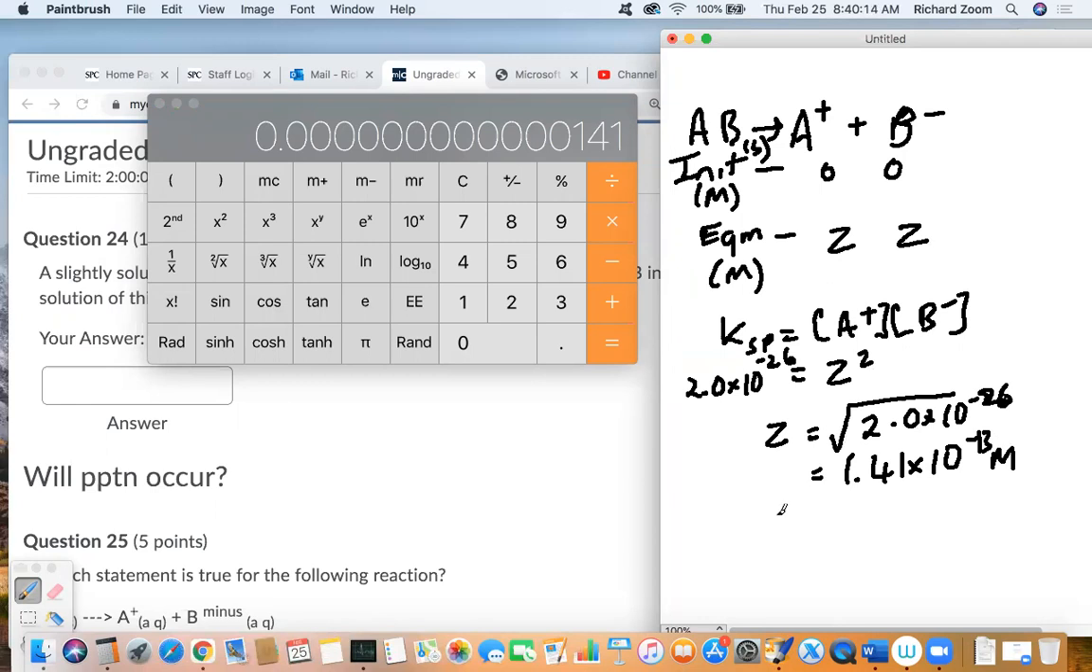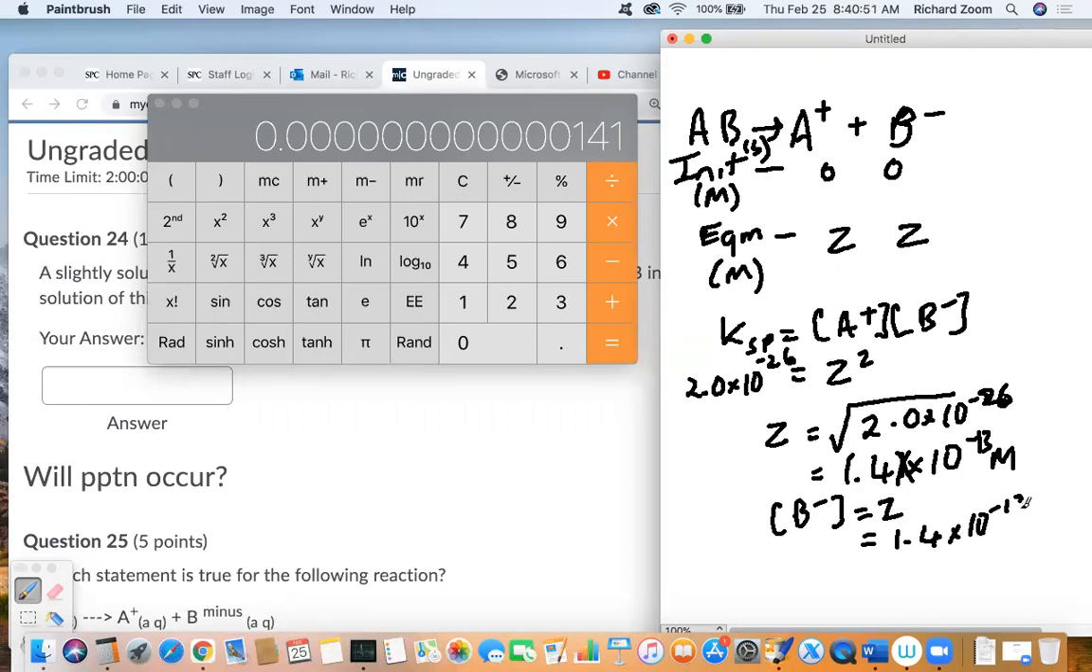Sorry, I got just a quick question. Yes, Emmeline. Regarding the sig figs, does it actually matter on this one? Oh, not really. I should just make it 1.4. Thanks. Okay. So Z, or let's put it another way, the concentration of B minus is equal to Z. So that's going to be 1.4 times 10 to the negative 13.